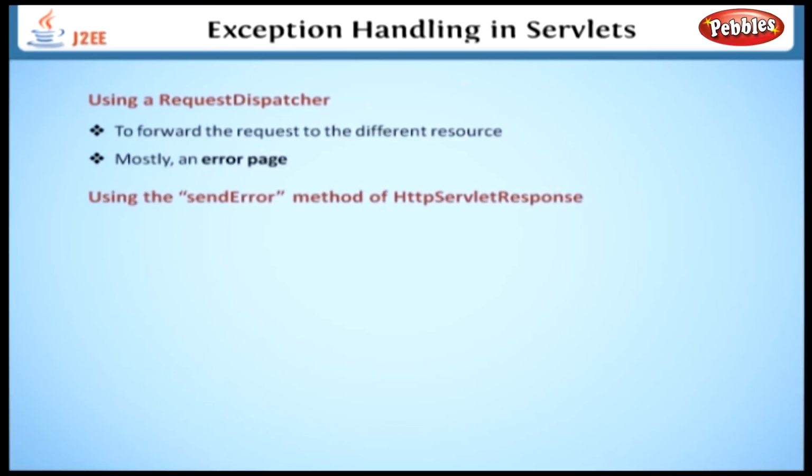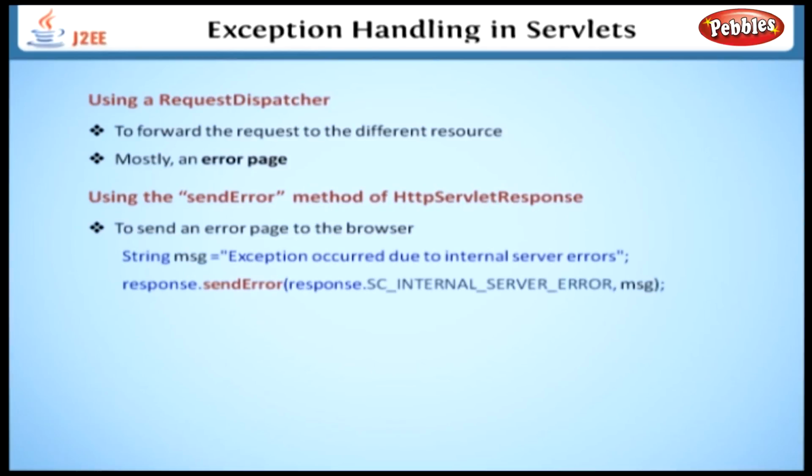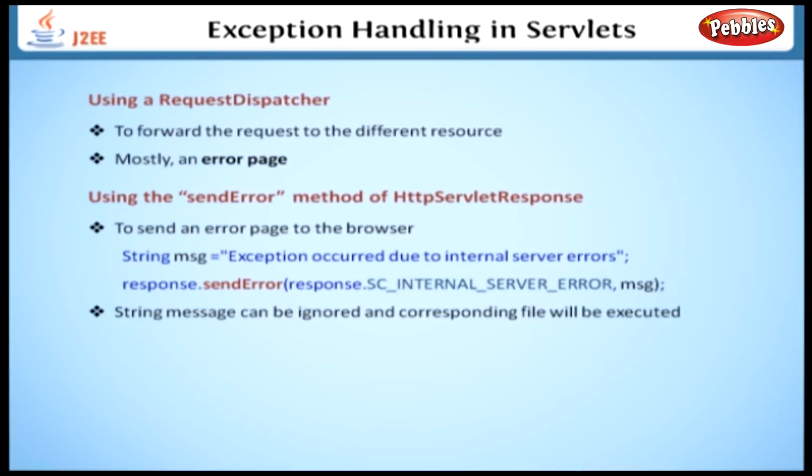Using the sendError method of HttpServletResponse. Here, we can use this method to send an error page to the browser. The code that uses this method will be like this. Here we can send a string message in the sendError method to give information about the error. If the error code corresponding to this type of error has a mapping file, then the string message can be ignored and the file will be executed.